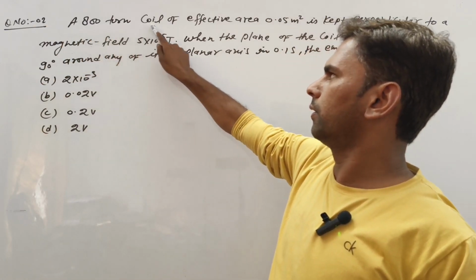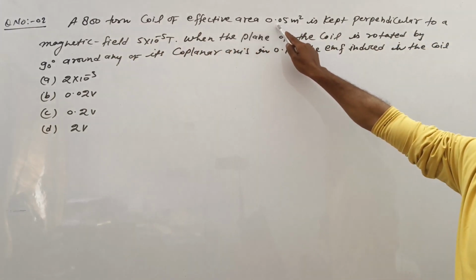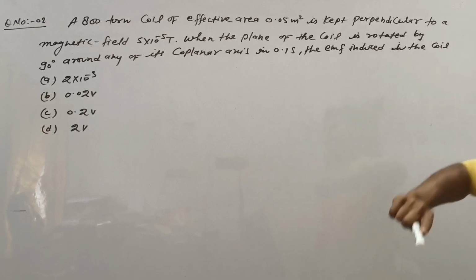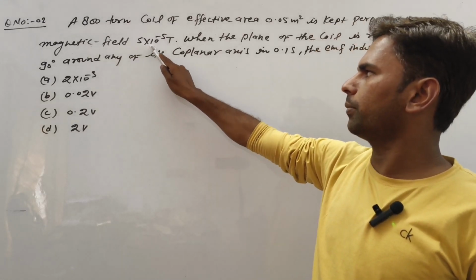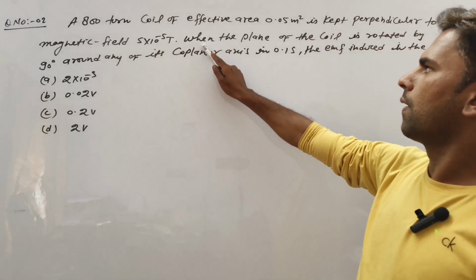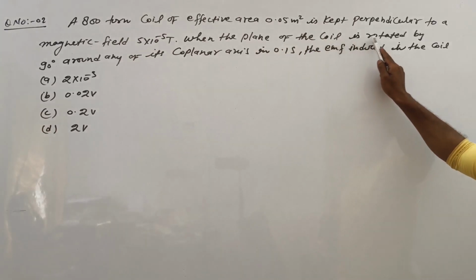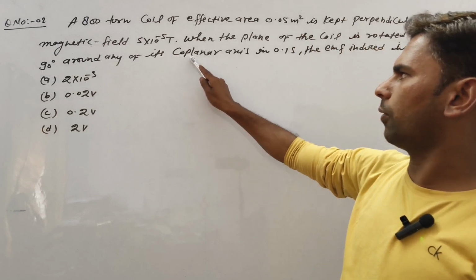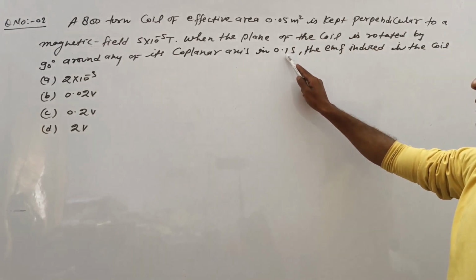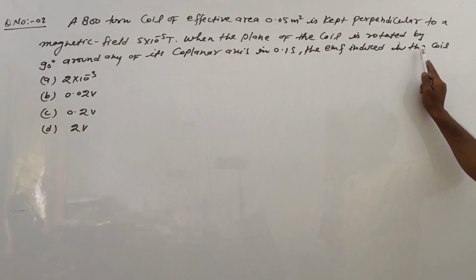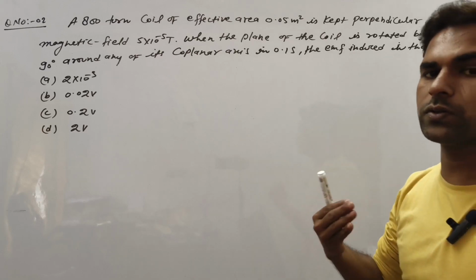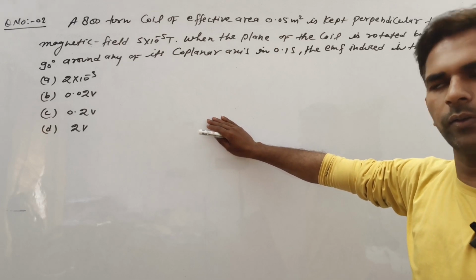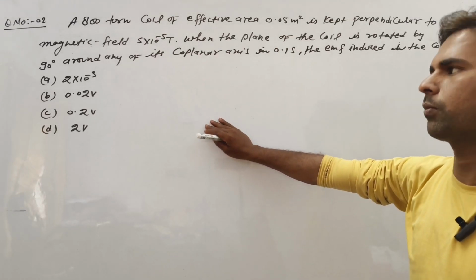An 800 turn coil of effective area 0.05 meter square is kept perpendicular to a magnetic field of 5 × 10^-5 Tesla. When the plane of the coil is rotated by 90 degrees around any of its coplanar axes in 0.1 second, the EMF induced in the coil is, what are they asking? Induced EMF. Here four options are given. Which option is correct, we will learn after solving this problem.